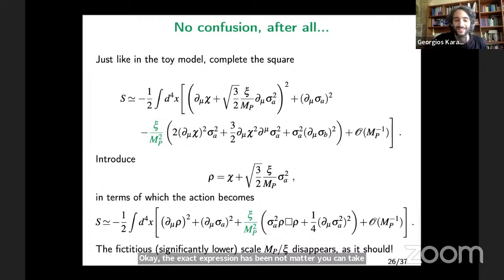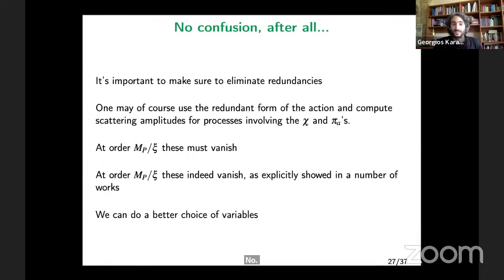So what is the take-home message up to this point? First of all, it's important to make sure that redundancies of this sort are eliminated. And even if they're not eliminated, one can go ahead and compute, say, amplitudes and so on for these processes involving the h's and pi's. But one should make sure to check that these at order M-Planck over xi vanish, as they should. And yeah, it all comes down to the fact that a better choice of variables is in order.